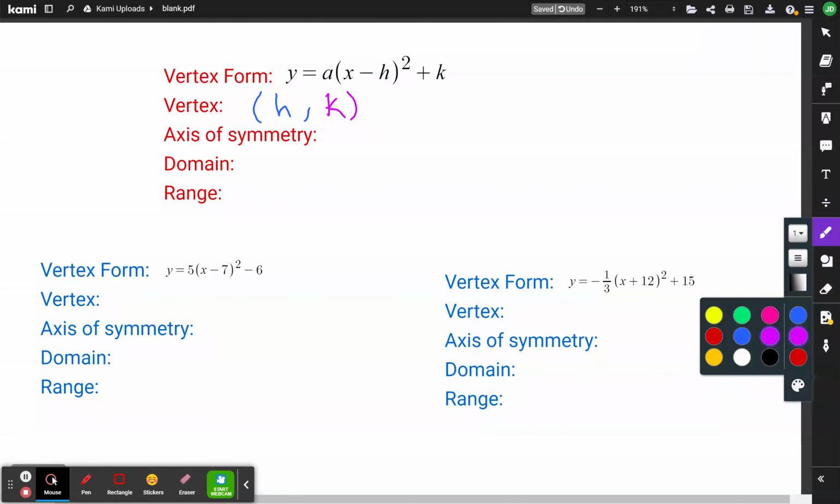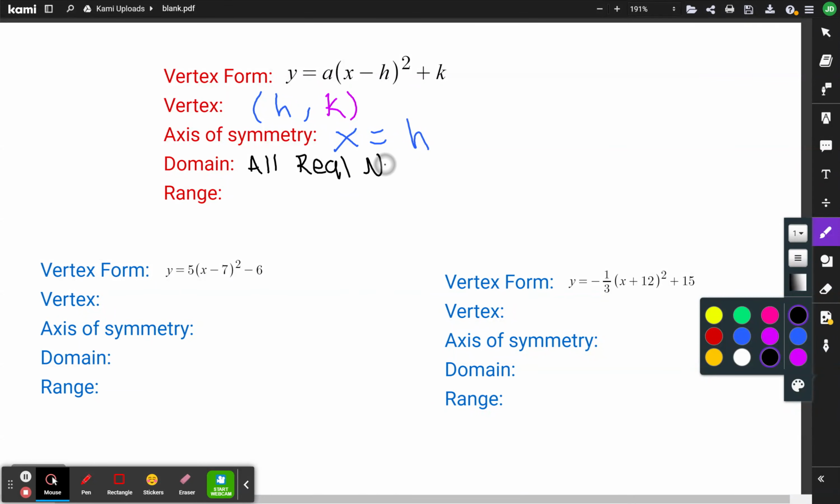Okay, the axis of symmetry is the equation of a vertical line that goes through the vertex. It always occurs at the x coordinate of the vertex. So for axis of symmetry, we're just going to say x is equal to whatever the x coordinate of the vertex is. And in this case, it's h. The domain is going to be very easy. Domain is what values of x you are allowed to plug into this function, which is everything. So every answer for domain is going to be all real numbers.